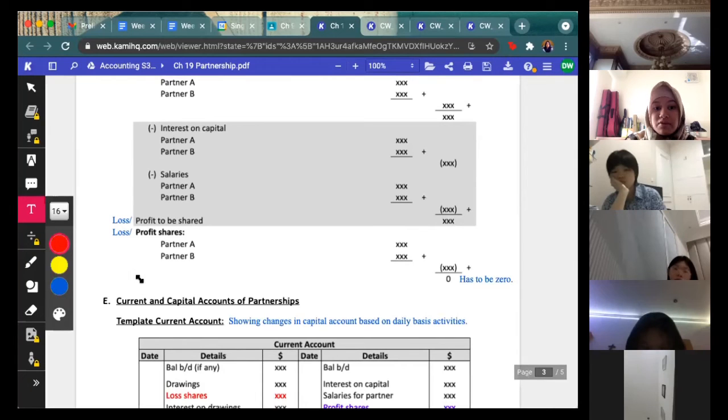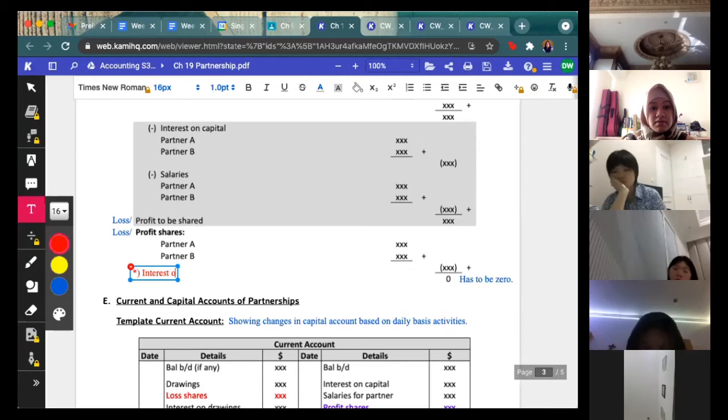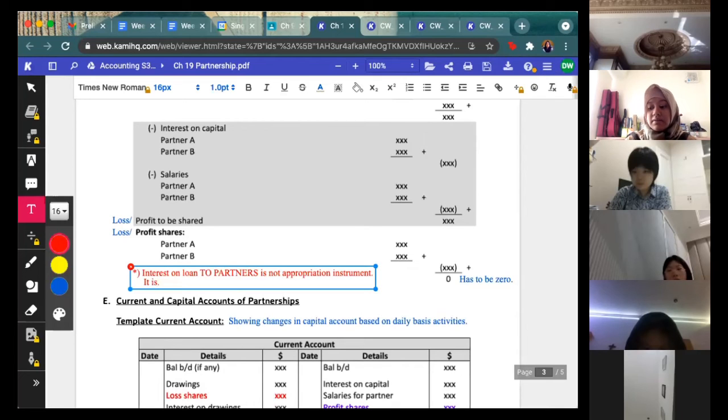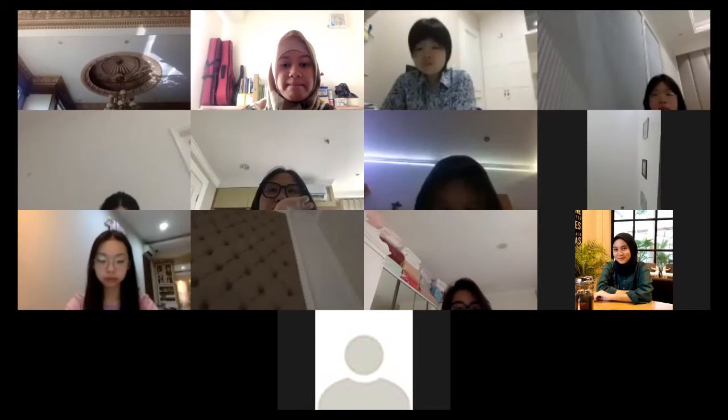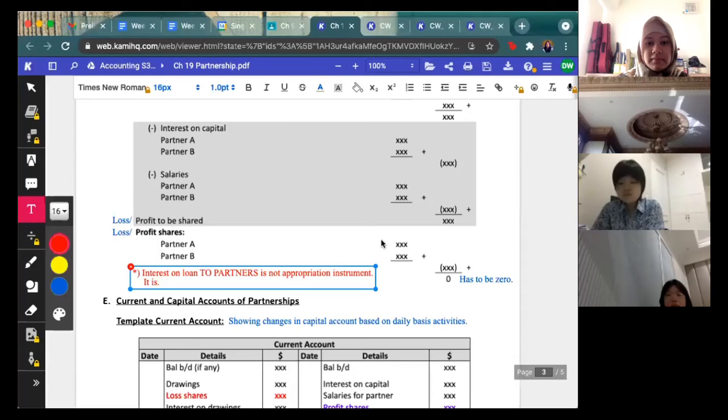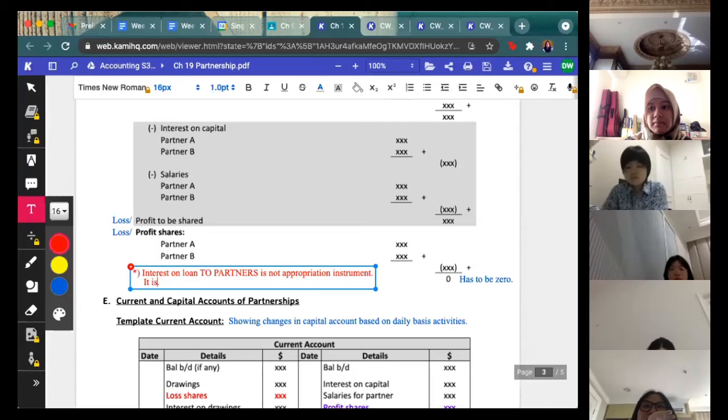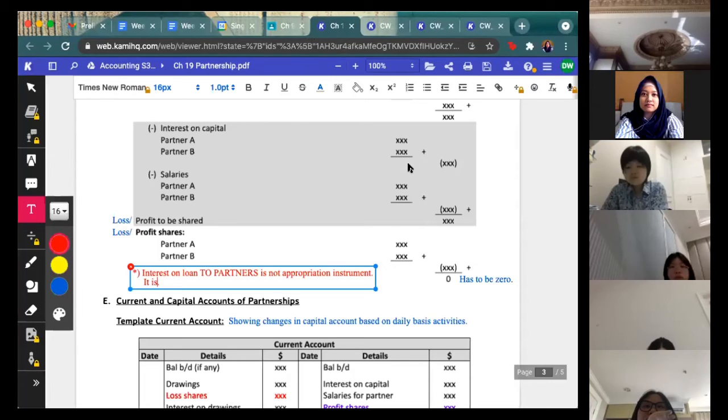I'm going to put it here: interest on loan to partners is not an appropriation instrument. Apologies. Let me close my camera so it is more stable. Once again, interest on loan to partners is not an appropriation instrument. It is an income statement instrument.